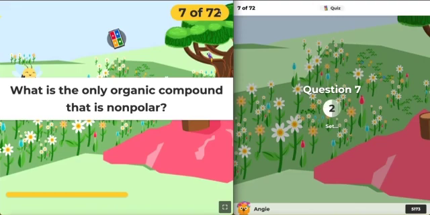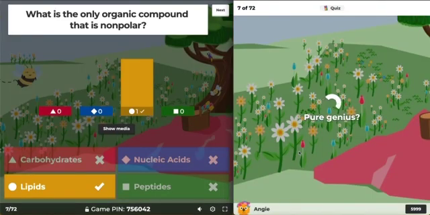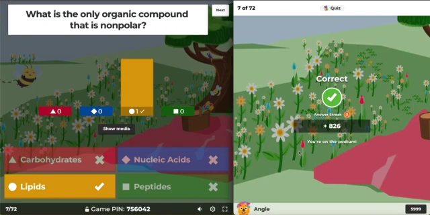What is the only organic compound that is nonpolar? So the only organic compound that is nonpolar would be lipids. Lipids have a characteristic in which they have heads that are hydrophilic and tails that are hydrophobic. Their tails are hydrophobic and their heads are hydrophilic. So their heads love water, their tails hate water.